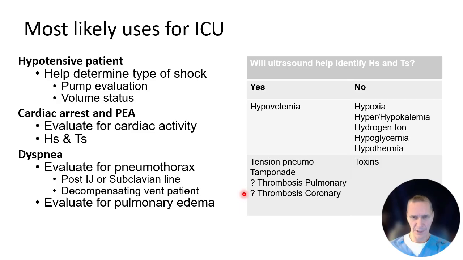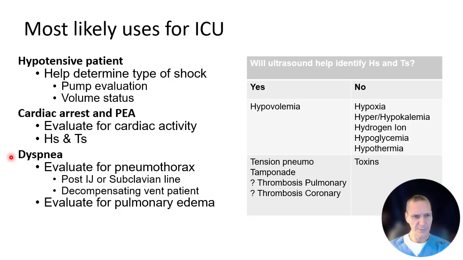Maybe not see a thrombus in the coronary artery, but you can look at global heart function, and those with advanced ultrasound education can actually look at the cardiac wall and look for motion abnormalities. Probably not going to help you with hypoxia, hydrogen ion, hypokalemia, or any of these things over here, but you can rule out some things during a cardiac arrest or post-arrest.